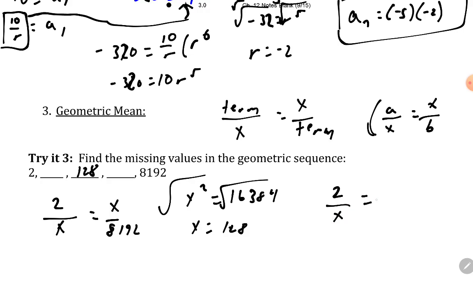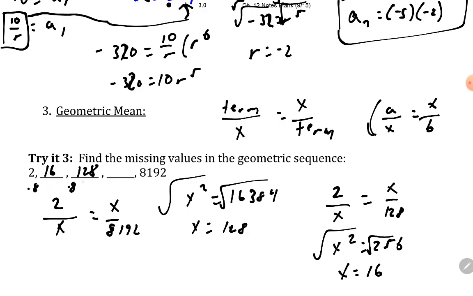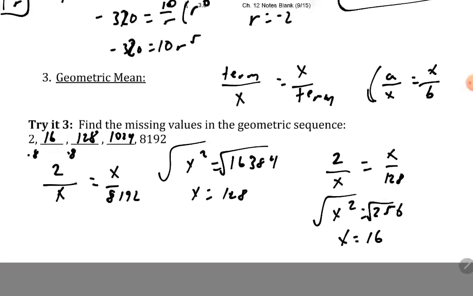2 over x equals x over 128. And that'll give me x squared equals 256. Take the square root, and we'll get x equals 16. So what's happening is we're multiplying by 8 each time. So 128 times 8 is 1,024. Now you could always do the geometric mean between 128 and 8,192. That'll get you the same answer, but it's just easier finding the common ratio at this point.